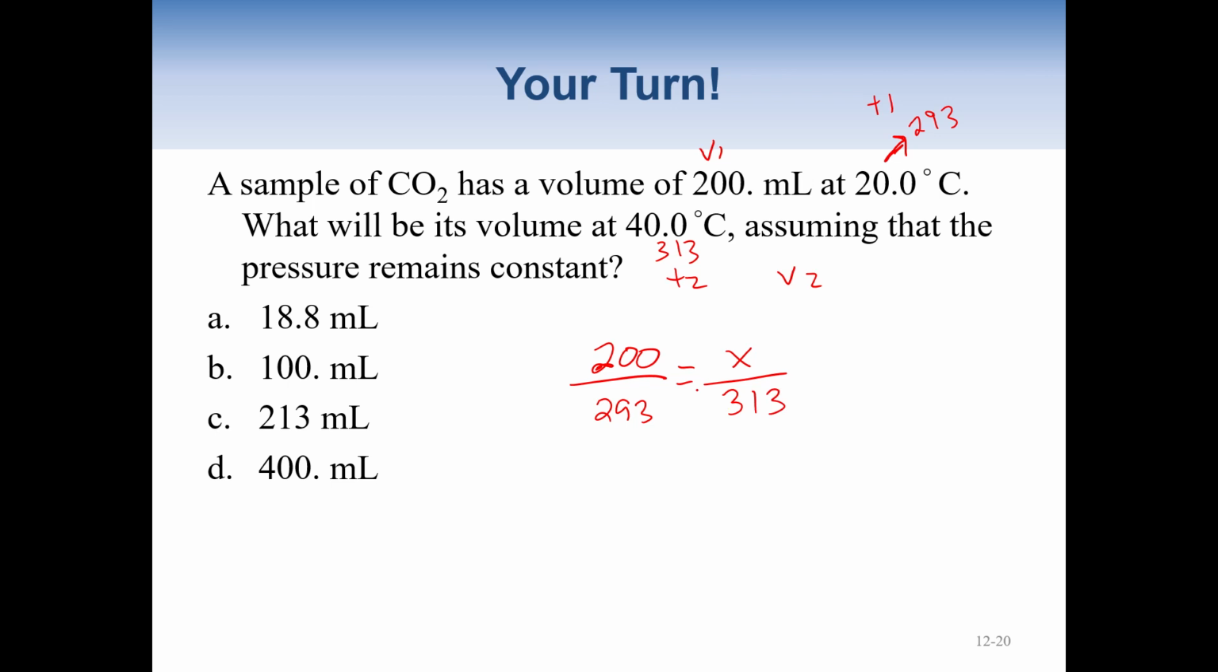We can then cross multiply 200 times 313 is equal to 293x. And then we can solve. And we get 213 mL.